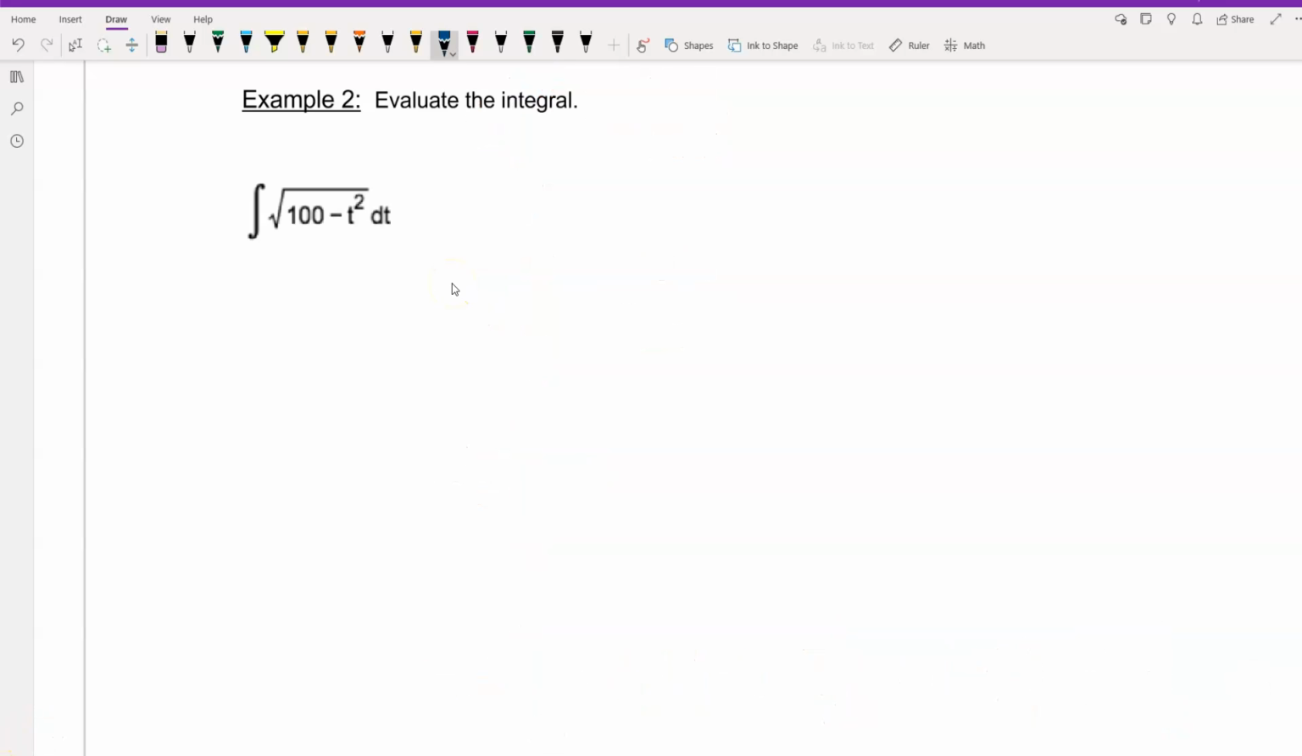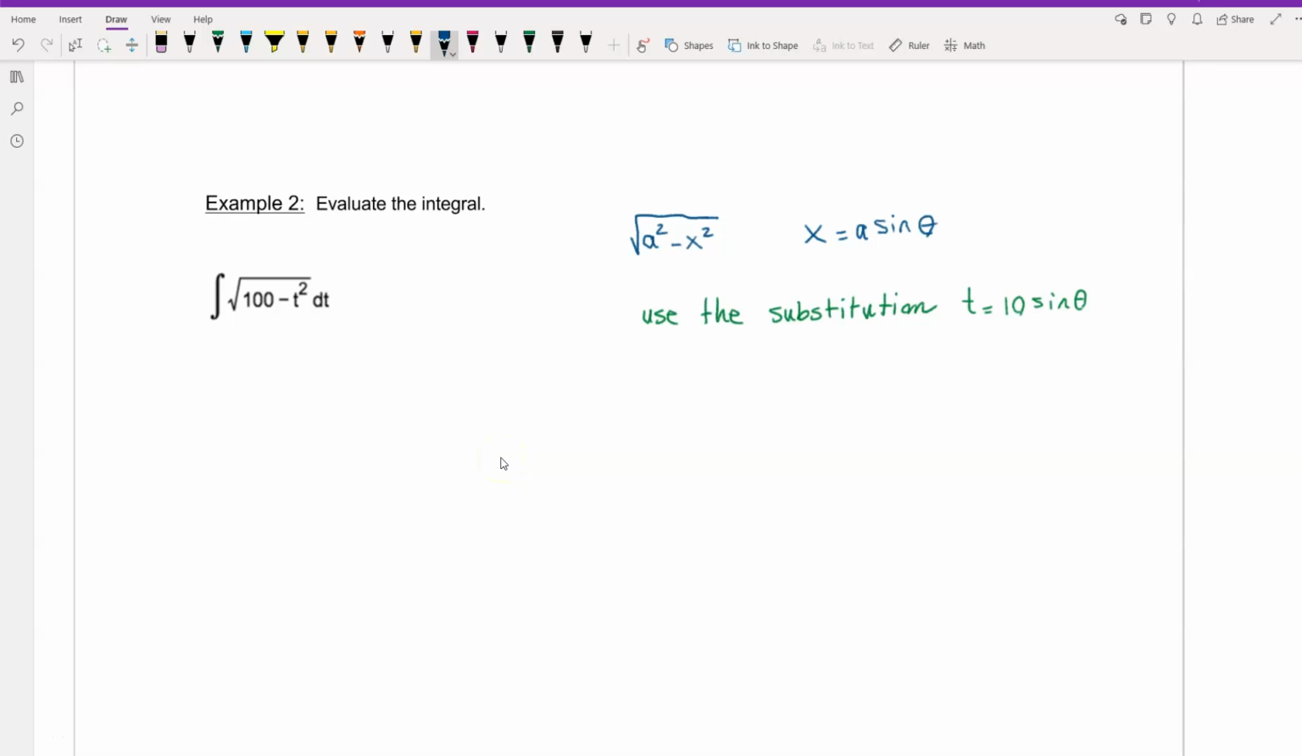Evaluate the integral, integrate square root of 100 minus t squared times dt. So in this case we have square root of 100 minus t squared, and we're going to use what we had for this part, square root of a squared minus x squared. So in that case x is equal to 8 times sine theta. So based on this, what we have here on this part for a, this is 100, so that is 10 squared. So 10 squared minus t squared. So that means our a is 10, and instead of x we have t.